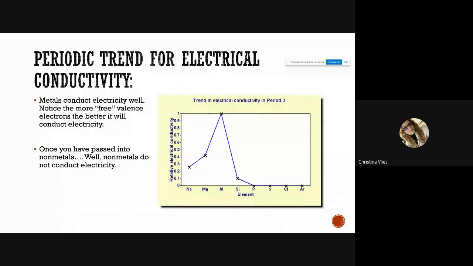Okay. Electrical conductivity. This is zoomed in. Relative electrical conductivity. Take a look at the pattern. See if it makes sense. From sodium to magnesium to aluminum, you see it goes up. And then what happens after aluminum? It goes down. Make sense? Once you cross to the non-metals, it's not really conducting much electricity. However, look, silicon does have that small semiconductor property.